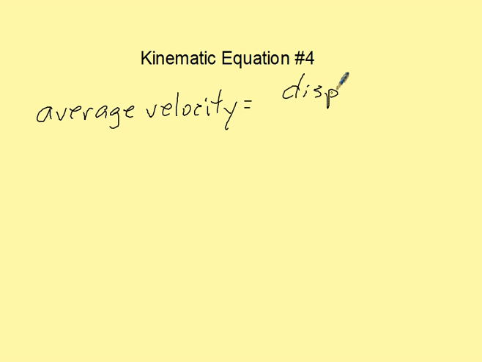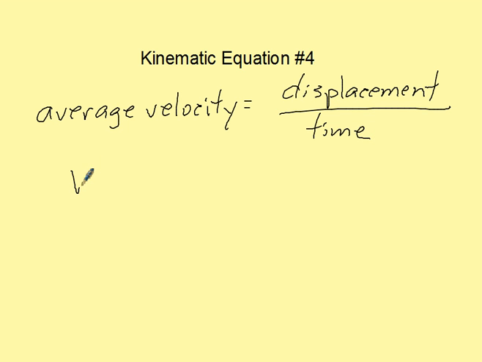This is Mr. Strickland, and we're going to grind our way through deriving kinematic equation number 4, the last of our major kinematic equations that I want us to deal with. Let's start out by recalling what average velocity is. The average velocity of an object is equal to its displacement divided by the time it took for the displacement. So we can write that as velocity equals displacement divided by time.